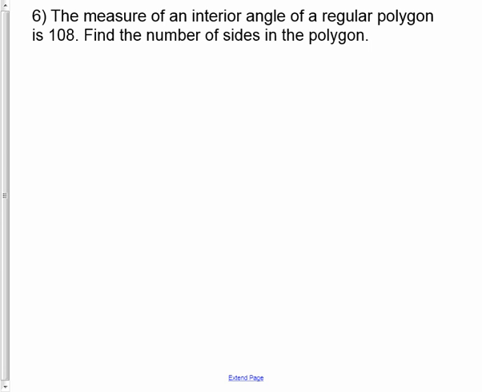Okay, number 6. The measure of an interior angle, so make sure you're identifying, are they talking about interior, inside, or exterior, outside, of a regular polygon is 108. Find the number of sides here. So if a regular polygon has an interior angle of 108, we're going to draw just a regular polygon, label it 108. If we need to find the number of sides, what we can do is find the exterior angle first.